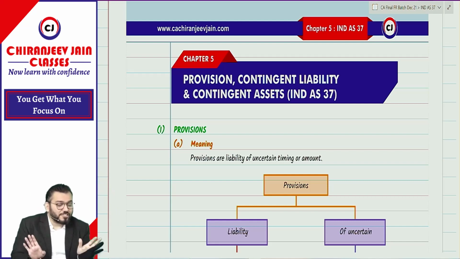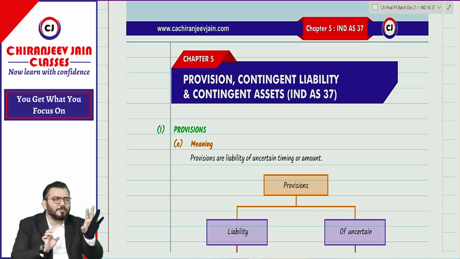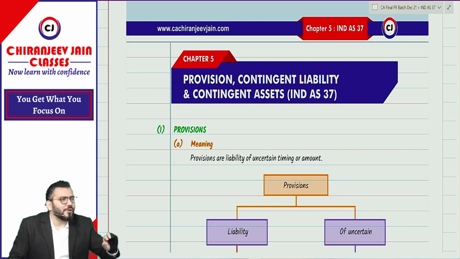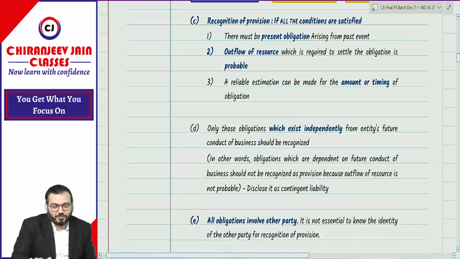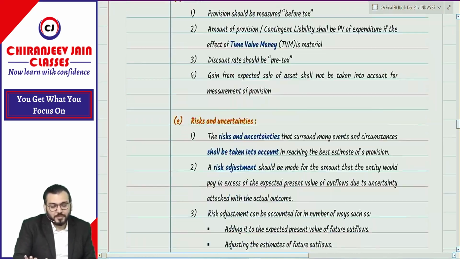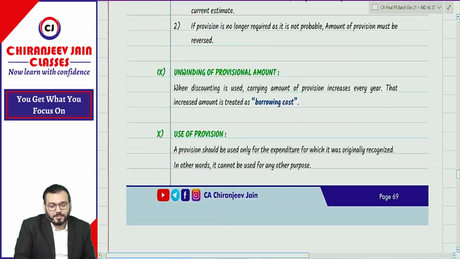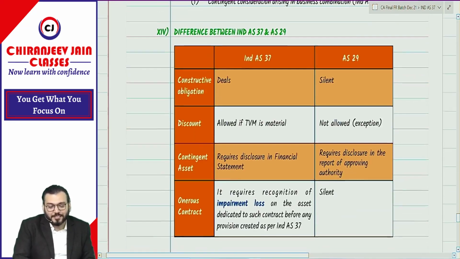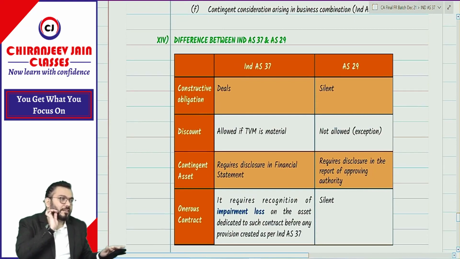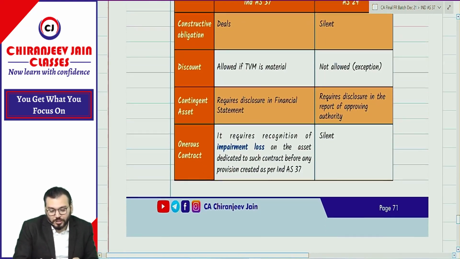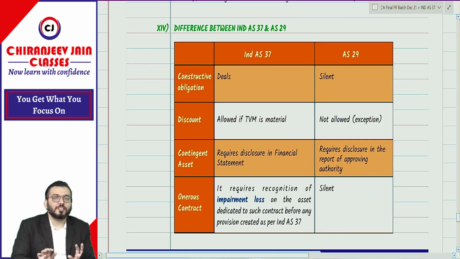Because you know this chapter, I can say it is 90% similar to AS 29. AS 37 and AS 29 are more or less the same, with only 5 to 6 points of difference. So can I do only the difference? You can see there are so many points, and at the last is my difference. How many difference points? 1, 2, 3, 4. If I do 4 points, over.